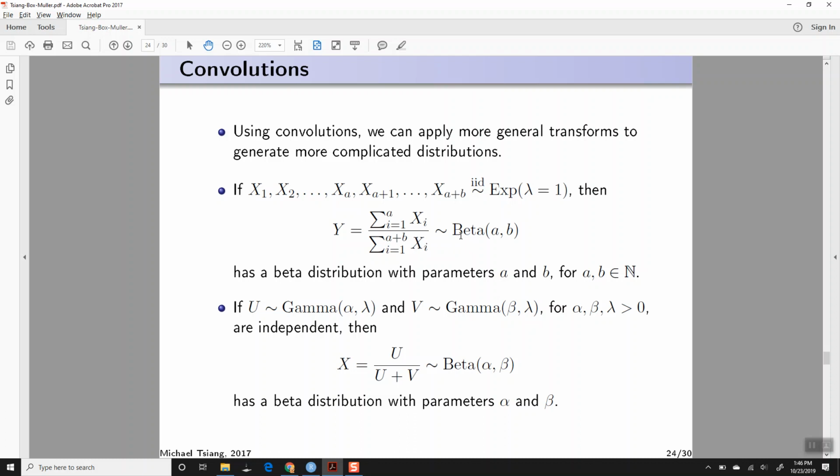Okay, and if you look at this numerator, because it's the sum of exponentials, it's just a gamma distribution, right? So you've got a gamma of A, all right? And then down here, this thing is going to be the sum of A plus B, all of them. And so that's basically just the gamma with alpha plus the gamma of beta, okay?